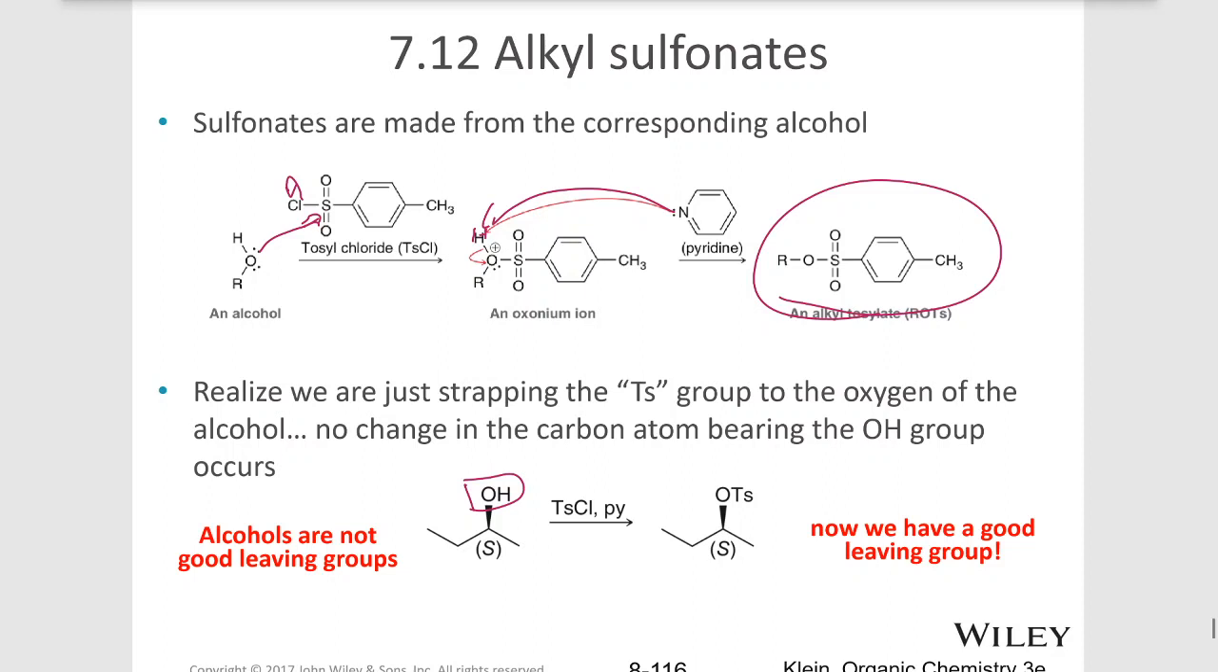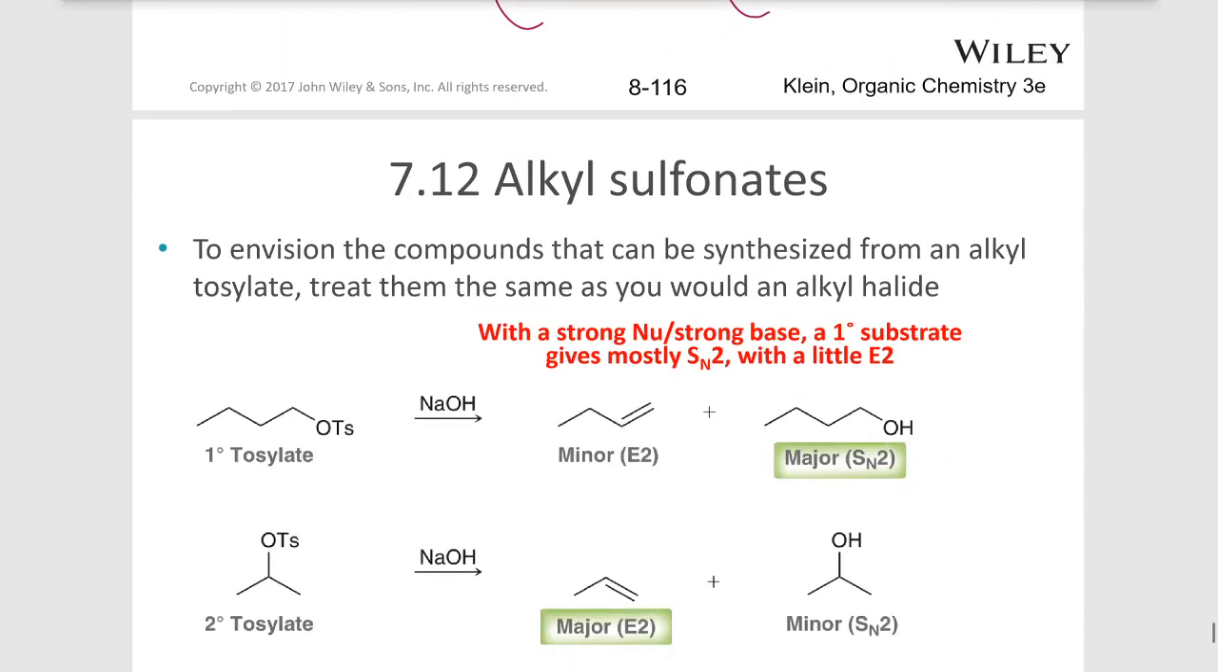So we can use our alcohol as a starting material to form our tosylate, and now we have a good leaving group. Notice we did not invert the configuration at the carbon bearing the alcohol when we form the tosylate. That's because the alcohol is acting as the nucleophile. The carbon is not getting attacked here, and so we don't get inversion at this point. The tosylate retains its configuration.